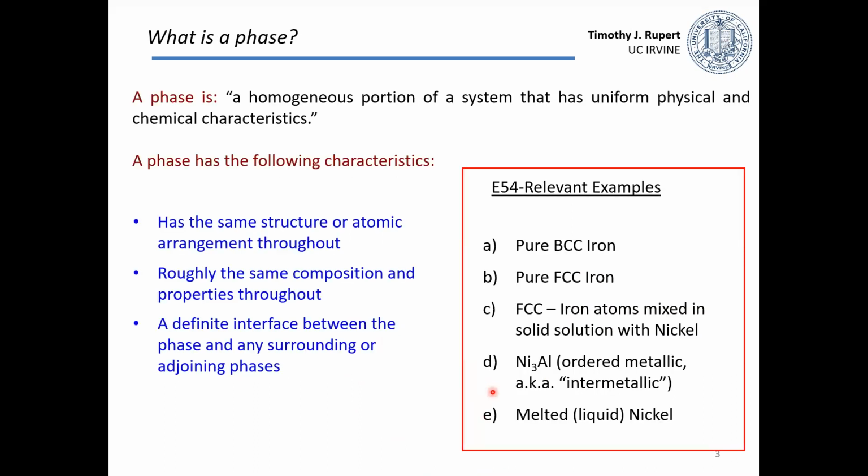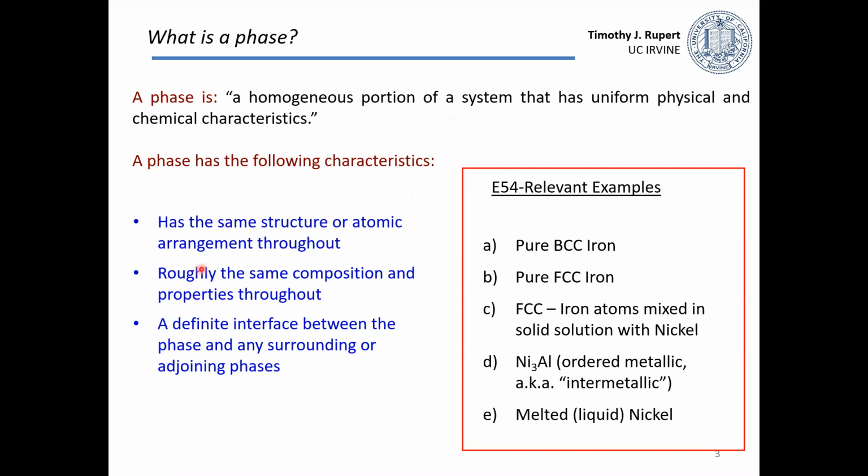Okay. The first thing we can do is make sure that we are on the same page and rigorously define a phase. And this is just a homogeneous portion of a system that has uniform physical and chemical characteristics. Okay. So a phase has the following characteristics. It has the same structure and atomic arrangement throughout. It has roughly the same composition and properties throughout.